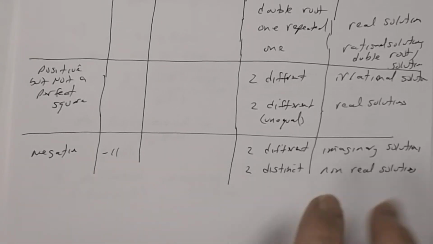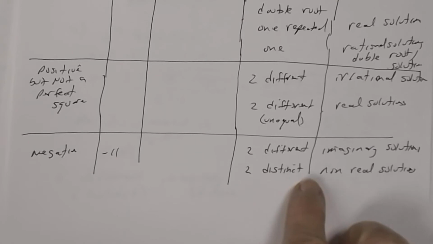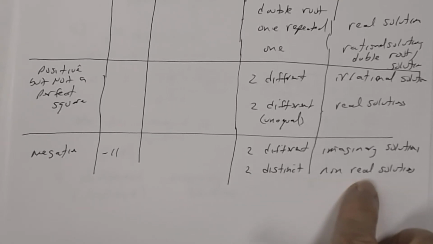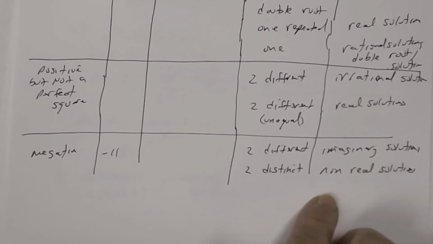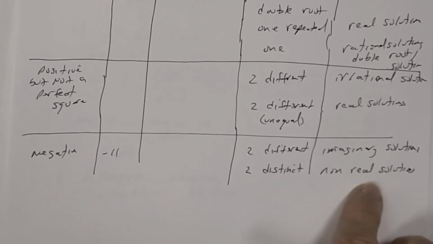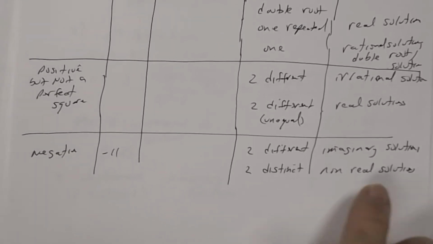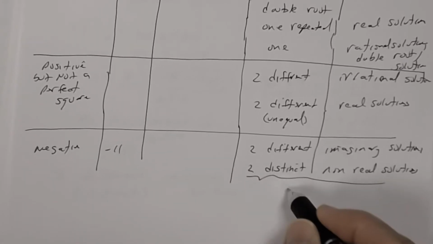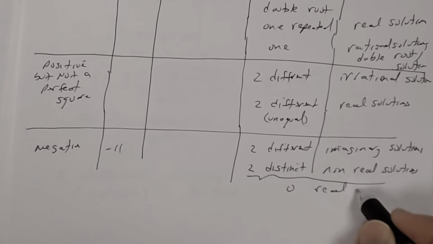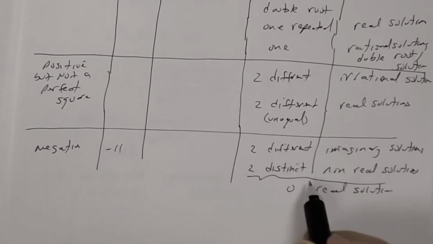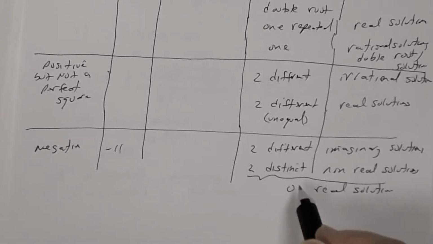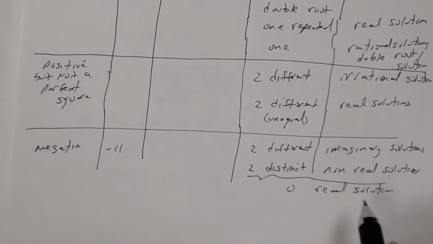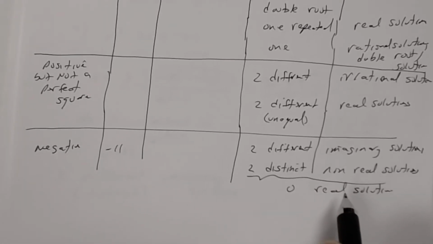So if the discriminant is negative, you may see the phrase that you end up with two distinct or two different non-real solutions, but you know they're going to be imaginary, right? All right, but you may see non-real. So non-real means that you're not going to get real solutions. Another phrase for this, two distinct non-real, is that you're going to get zero real solutions. So let's just know that. Two distinct non-real solutions means that none are real. So zero real solutions.